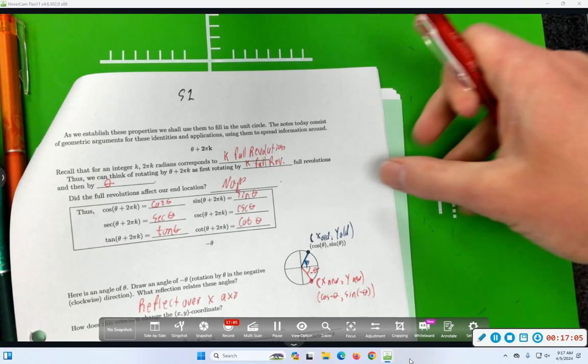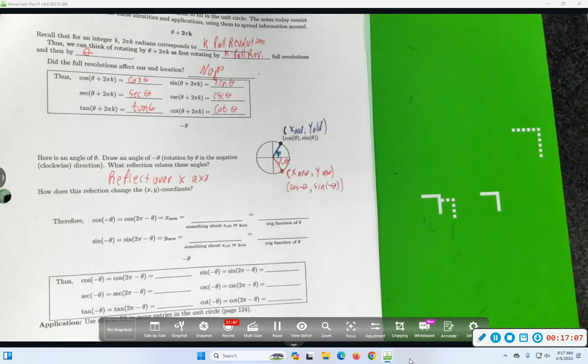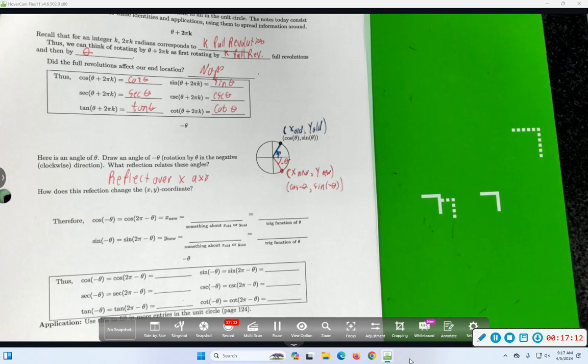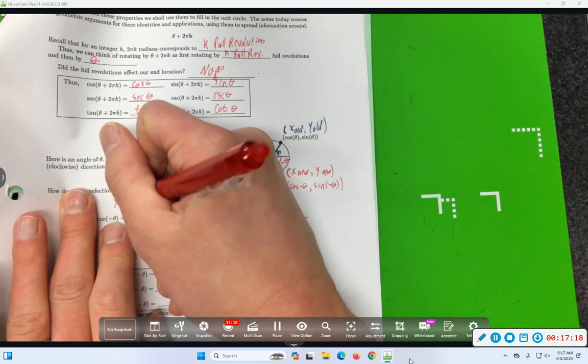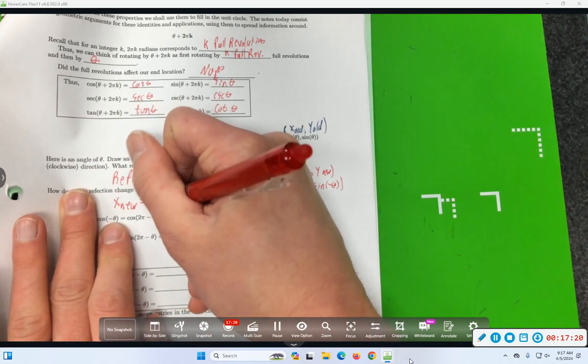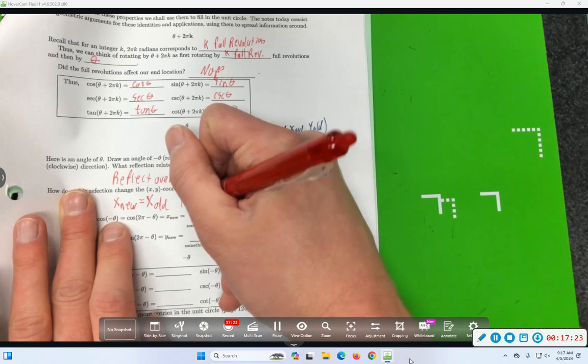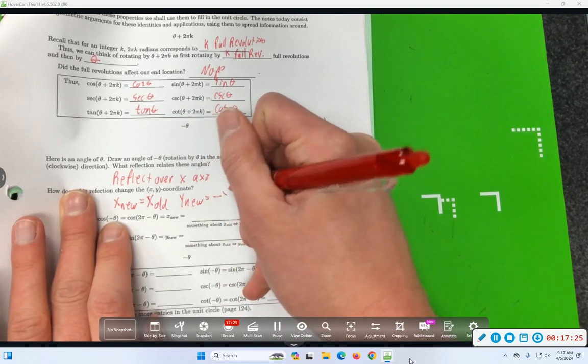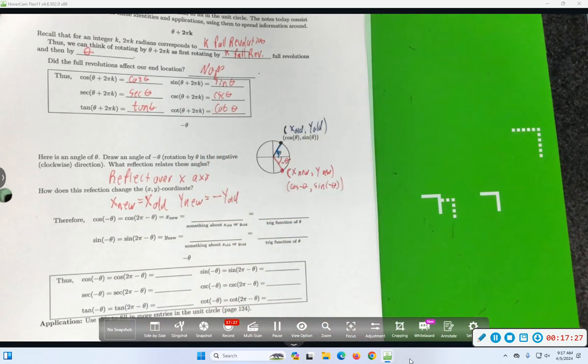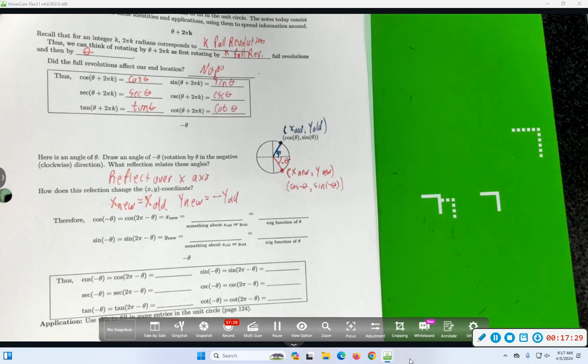So let's work with that. That reflects over the x-axis. How does that change x-y coordinates? The x stays the same, y becomes negative. So x new is the same as x old. Y new is negative y old. Just because I reflected over the x-axis, that makes y coordinates negative. Feel good so far?